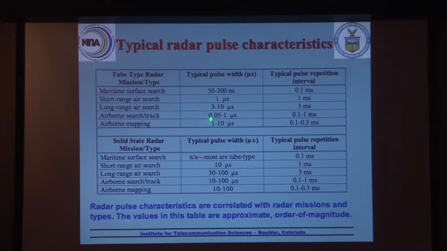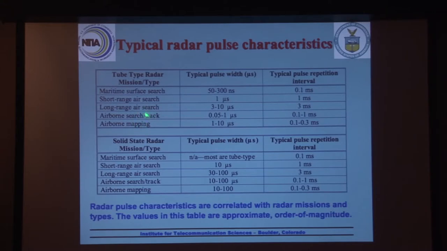Lot of variation here, 0.05 microseconds to a microsecond, because these are multi-mode, multi-function, multi-purpose radars. They'll transmit different pulses for different missions and purposes, and one radar may mix the pulses all together because it may be multi-moding while it's flying. Anywhere from 0.1 to 1 millisecond.